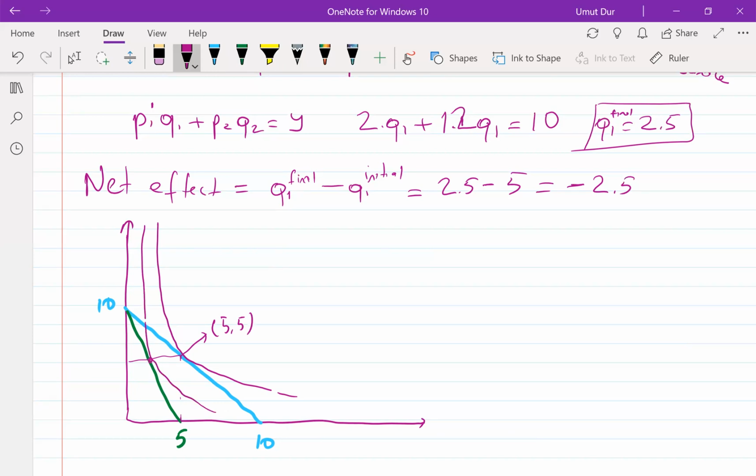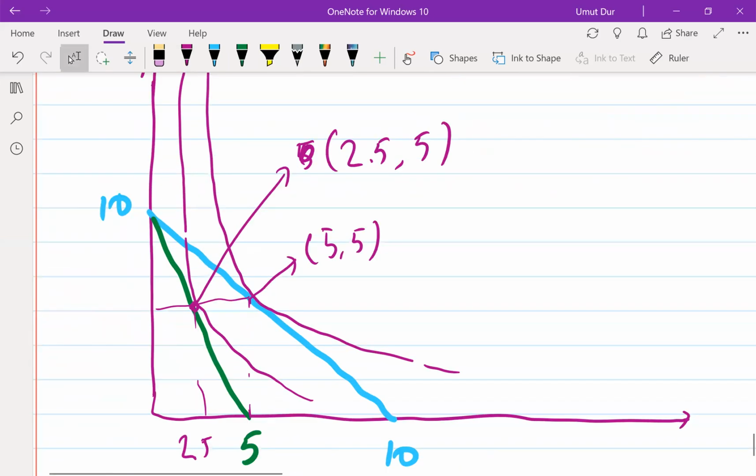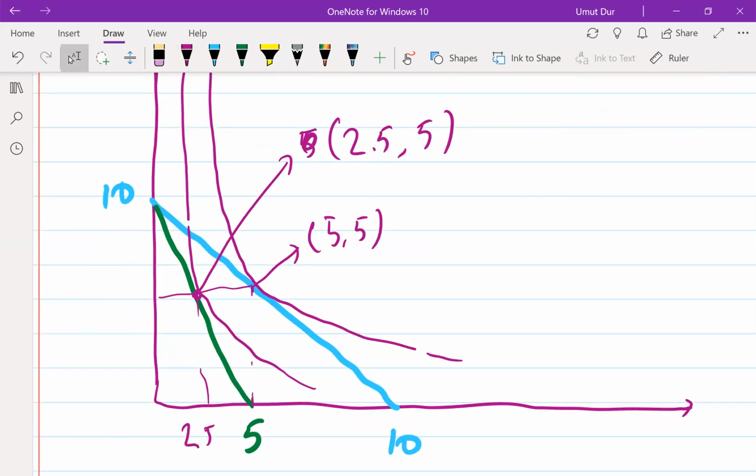It will intersect here, and this point is 2.5, 5, so 2.5 and 5. And this part is the net effect.